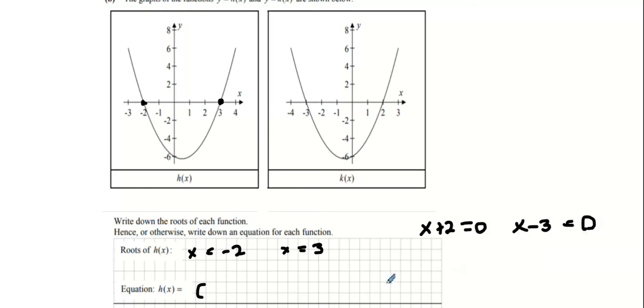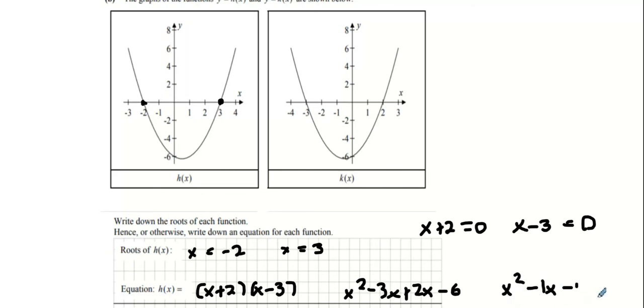So that's going to be x plus 2 and x minus 3 equal to 0. And then you can multiply that out. That's an acceptable answer right there, but if you multiply it out, you'll get x squared minus 3x plus 2x minus 6, and this will be the equation x squared minus 1x minus 6. And that's your equation there.